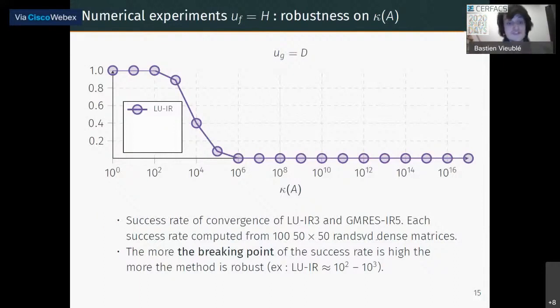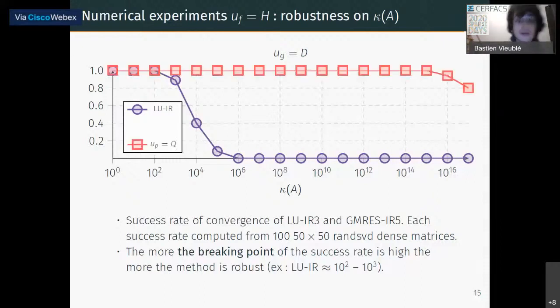kappa A. Each success rate is computed from 100 randomly generated dense matrices, and we denote by the breaking point of the success rate the point where the success rate begins to not be 100%, the point where it begins to decline to reach 0% of convergence. For example, for LUIR, this is located between 10.2 and 10.3. Of course, the higher the breaking point of the success rate, the more robust the method is.